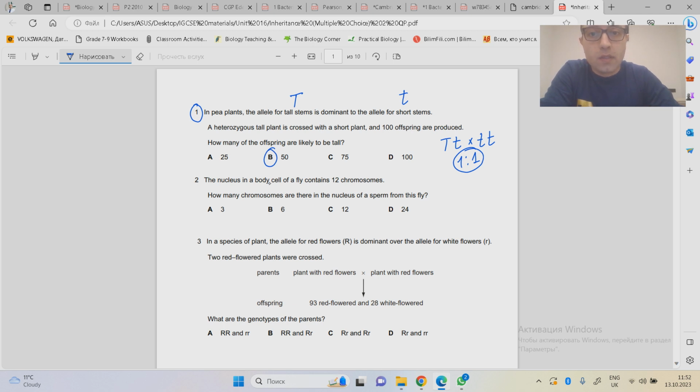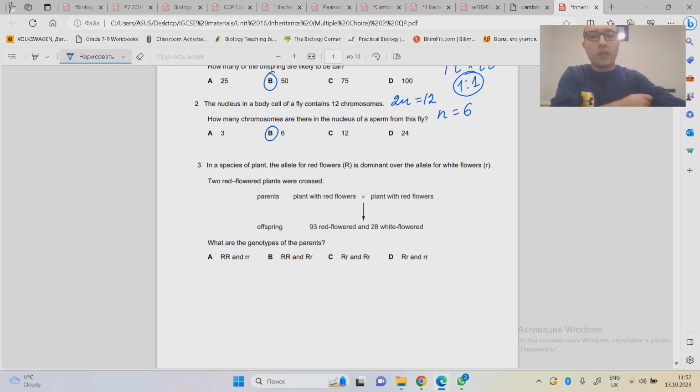The nucleus in a body cell of a fly contains 12 chromosomes. Guys, you know that body cells are diploid. So 2n equals 12. How many chromosomes are there in the nucleus of a sperm from this fly? The sperm cell is haploid and there will be 6 chromosomes.